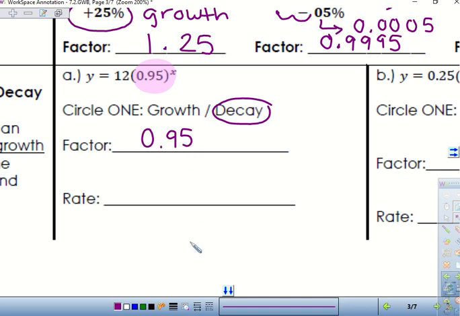Now, to work backwards and find the rate, here's what you have to do. You have to do 1 minus whatever that factor is, which is going to give you 0.05. So this could also be written as 5%. Okay, same thing. So if something's decaying at a rate of 5%, 95% or 0.95 of it is maintained.